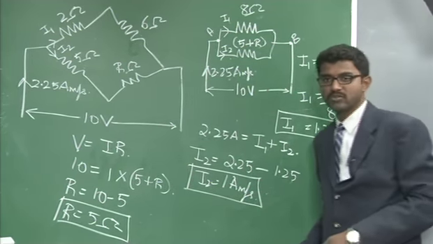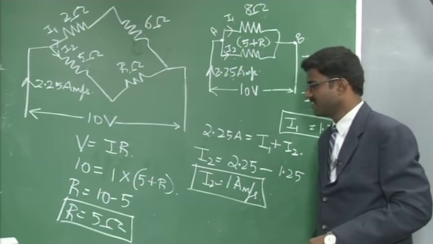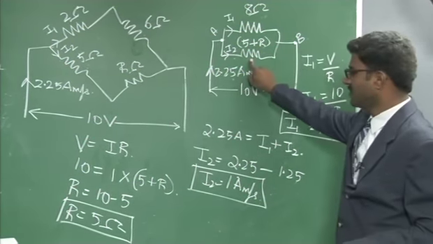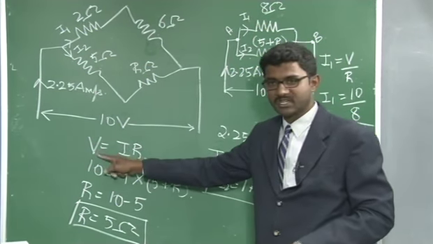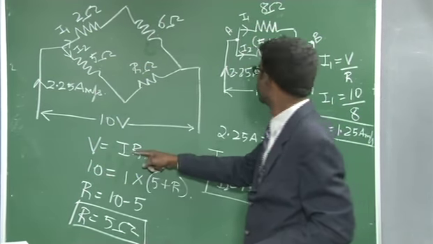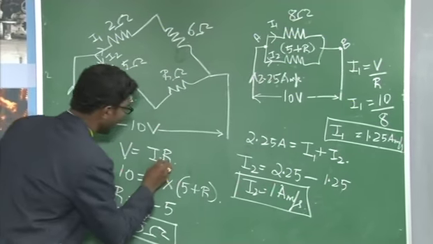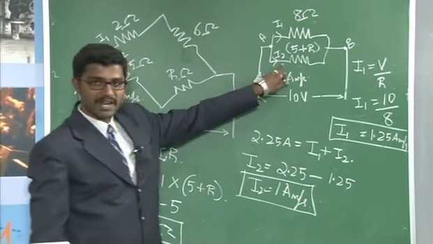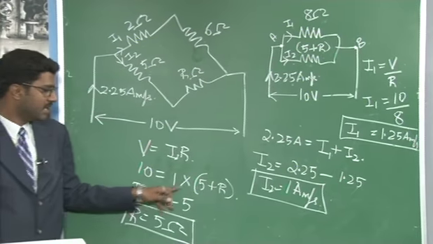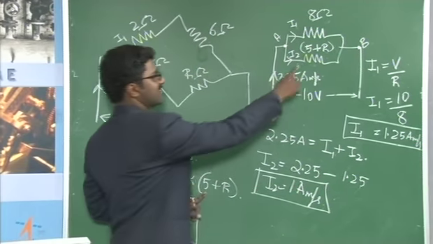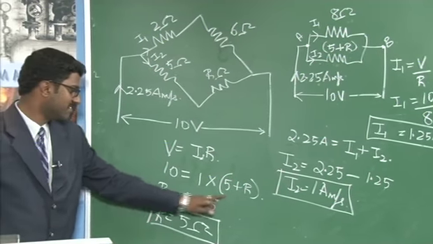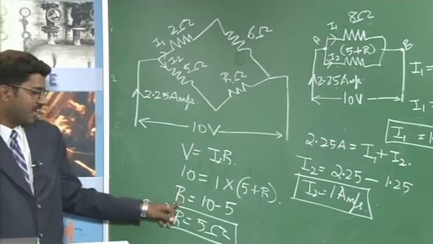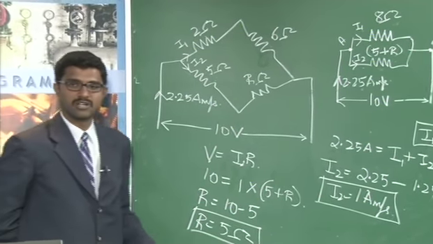Then we need to also determine the unknown resistance R. We have used Ohm's law once again, V is equal to I into R. The voltage applied is 10 and the current flowing in this branch is I2, which is equal to 1 amp, into the resistance. The equivalent resistance here is 5 plus R. So in this equation I have taken it as 5 plus R. If you simplify that, R will be equal to 10 minus 5, which is equal to 5 ohm.